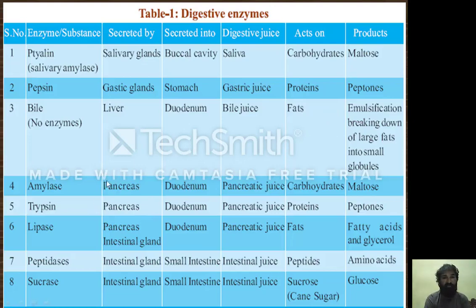Now coming to the other gland which is connected with the duodenum, that is the pancreas. The pancreas is also connected with the duodenum.